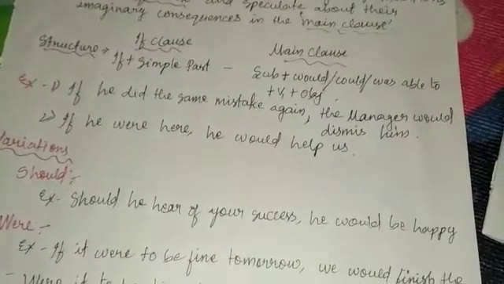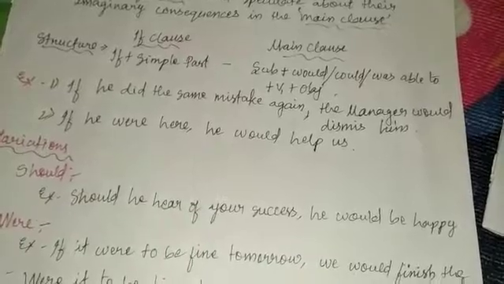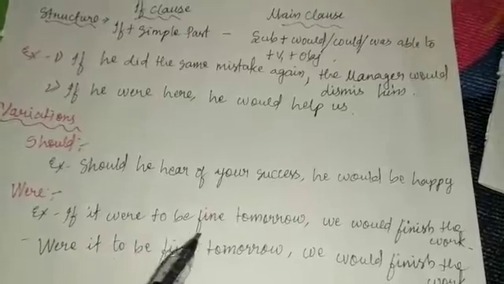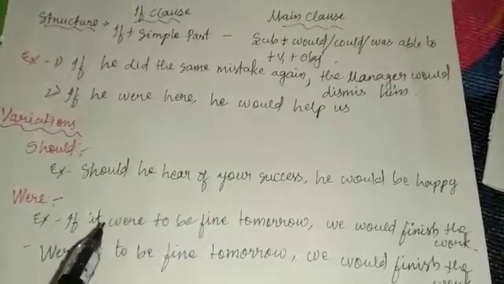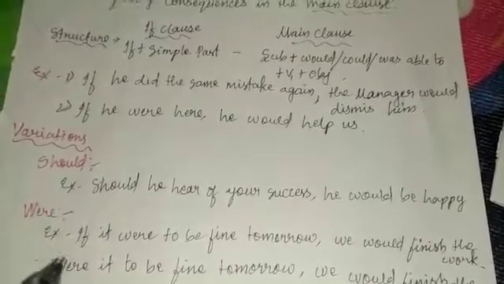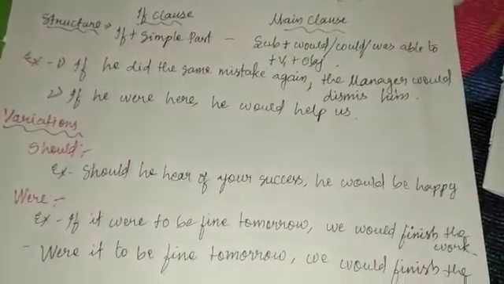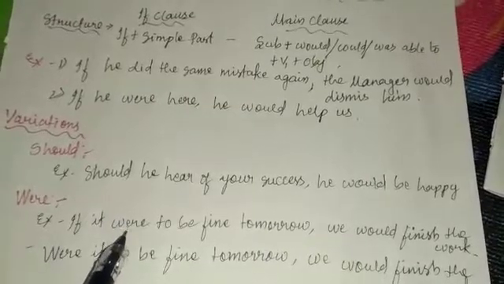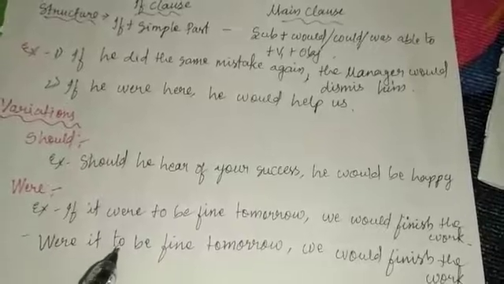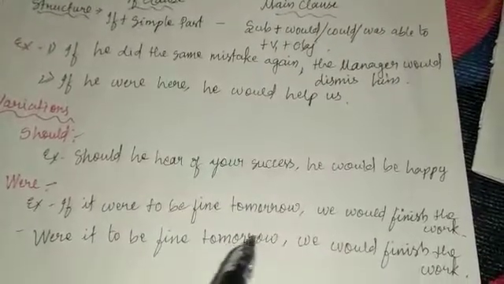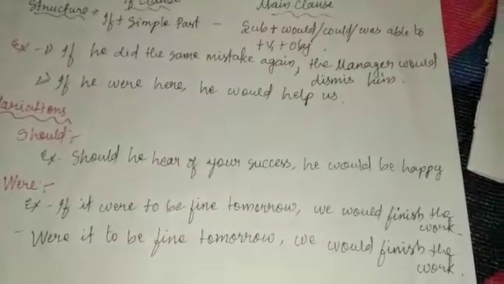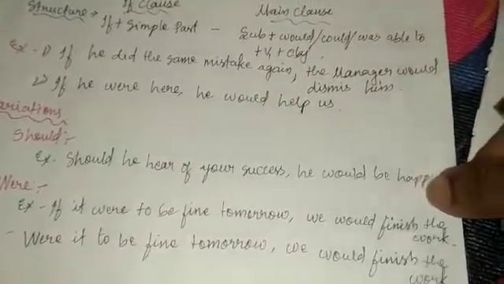Should he hear of your success, he would be happy. And were, see, if it were to be fine tomorrow, we would finish the work. Now this sentence is with if. Now if you want to avoid if and keep this sentence still in conditional, then this were has to come before the subject. Therefore, were it to be fine tomorrow, we would finish the work. See, the sentence still became a conditional sentence.